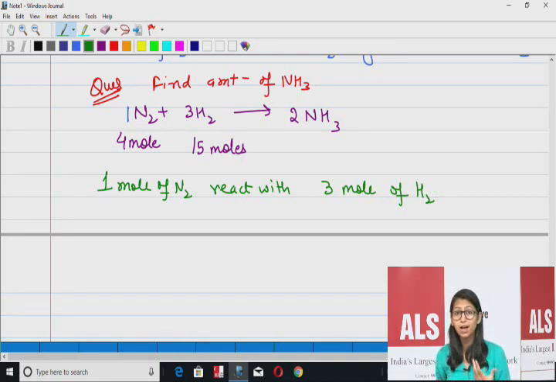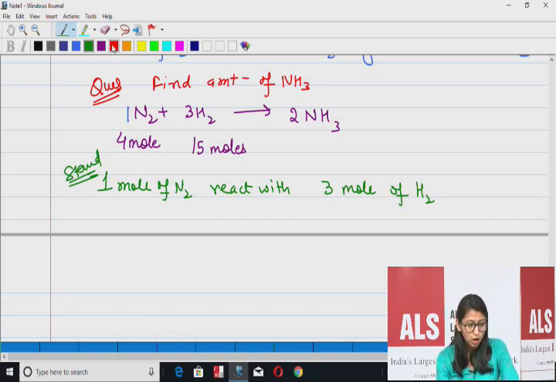Because 4 moles and 15 moles are given, this is the given quantity. These are the standard which you get after balancing. But this is the given which will be given in the question. So according to the given quantity, first of all, you have to check which one is your LR, the limiting reagent, right? Now 1 mole of N2, this is the standard, reacts with 3 moles of hydrogen. Now let's check. What is given in the question?